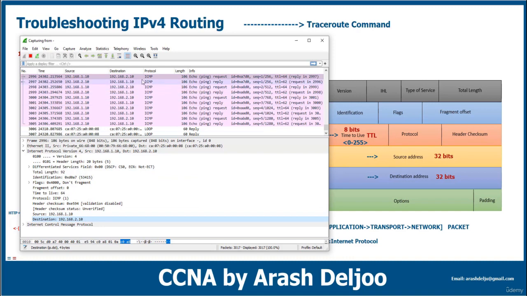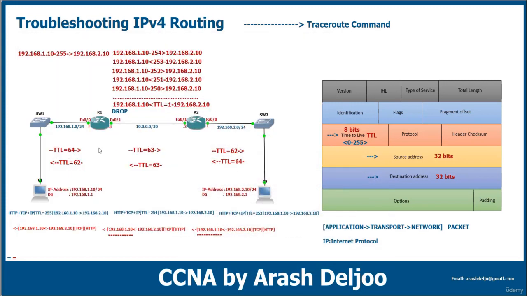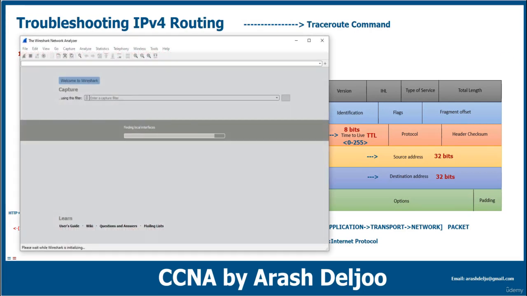Because of that, the TTL is 64 for the ICMP echo request, and for the ICMP echo reply it is 62. Look at here, as I mentioned before, 64, 62. Let me show you the TTL between Router 1 and Router 2. First, we should capture this link. This is the capture of the link between Router 1 and Router 2.